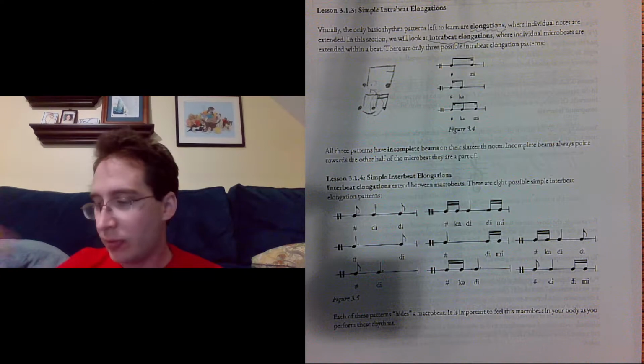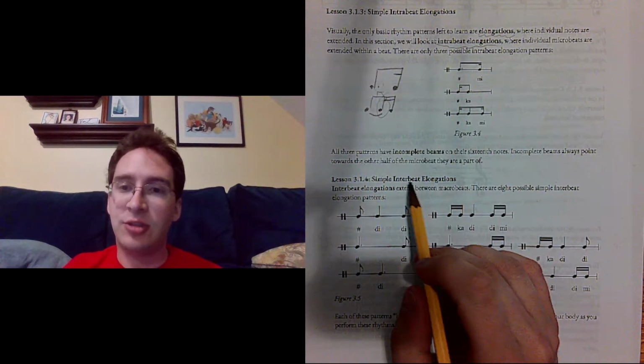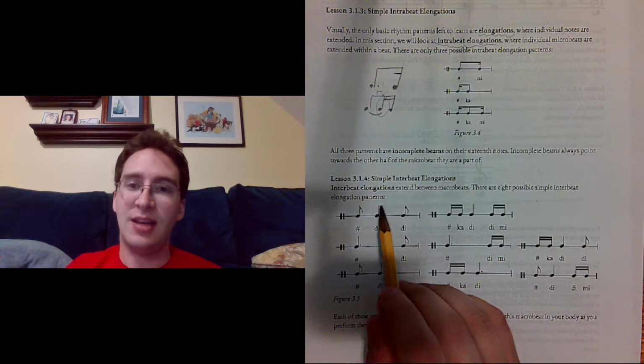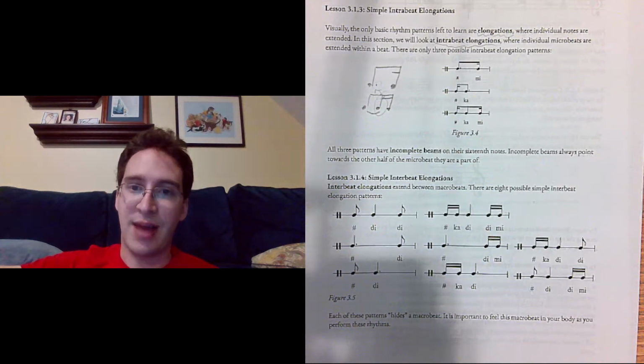So we've talked about simple, moving with the feeling of twos. We talked about elongations, where you're extending a note across a boundary that we have previously left untouched. And now it's just interbeat instead of intrabeat. Intrabeat was within a single beat. Interbeat crosses from beat to beat. Imagine that.